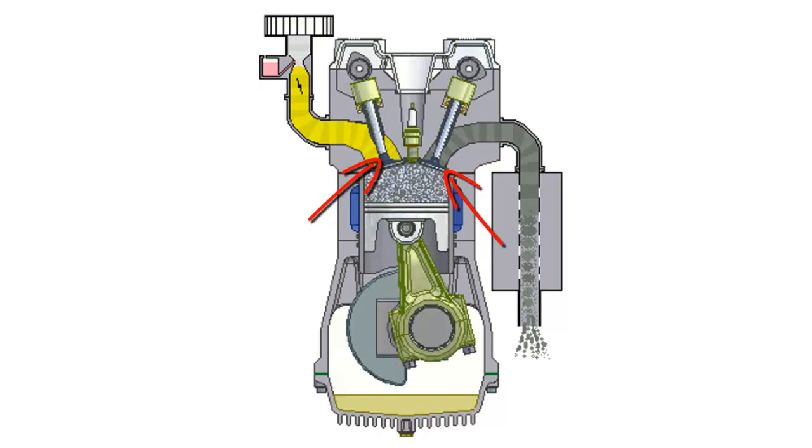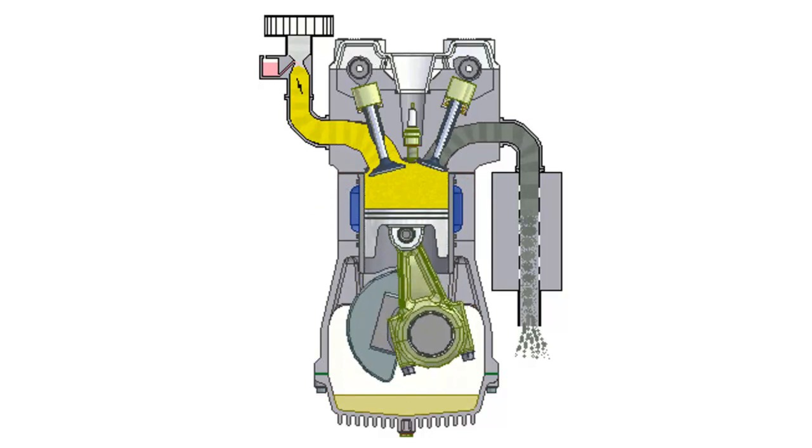As the piston comes down, it's drawing in a charge of fuel-air mixture, which is colored yellow here. And you can see the fuel being mixed with the incoming air up here at the top with the carburetor.